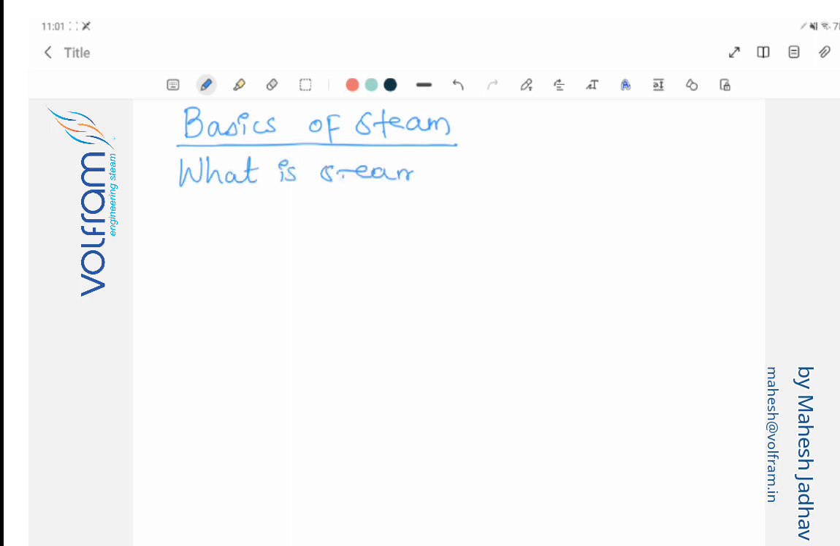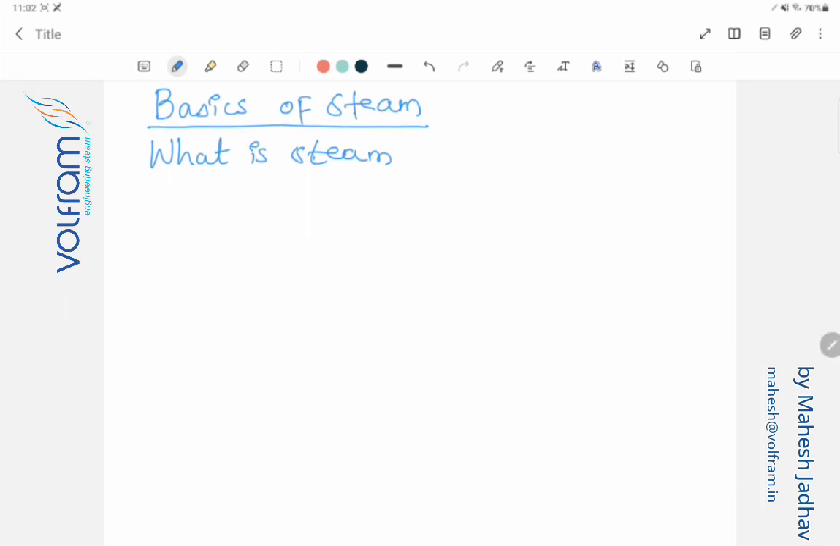So can you tell me what is steam? Simply, it is a gaseous form of water. When the water converts from liquid phase to gas phase, the gas phase is called steam. So it's a gaseous phase of water. Simple. At what temperature the phase changes is called the boiling point.